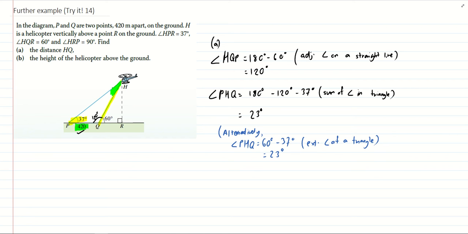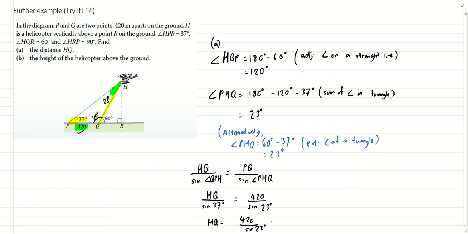Okay, so now that I have this angle as 23 degrees, and this corresponds with 420, and I want to find HQ, and I have the corresponding angle that corresponds to HQ itself, I can easily use sine rule. So HQ over sine angle QPH is equals to PQ over sine angle PHQ. Substituting all the numbers, HQ over sine 37 degrees equals to 420 over sine 23 degrees. So multiply throughout by sine 37, I have HQ equals to 420 over sine 23 degrees multiplied by sine 37 degrees. Okay, and I will evaluate it.